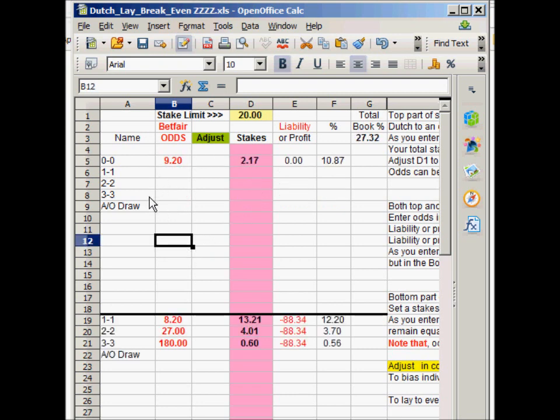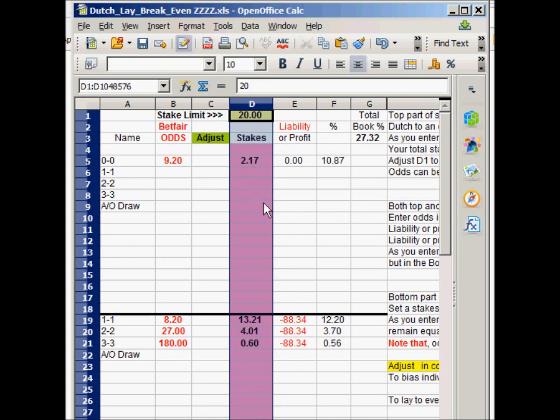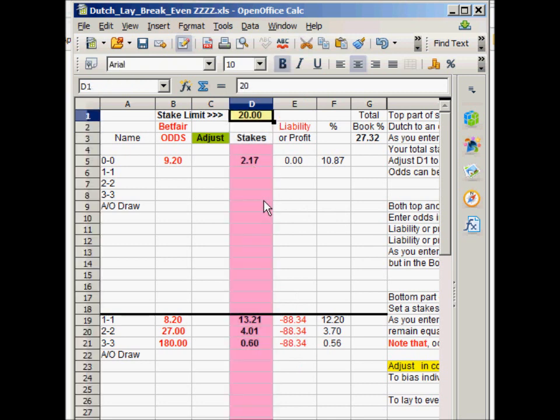Okay, I've set the sheet up differently now. I put the 3 Dutch in lays down at the bottom there, and one's for 0-0 in the top part. So the top part of the sheet breaks even there, look, with 0 profit if you hit a winning score with that. Well, the others have a liability against them. Now the total stakes are 20, just the same as before.